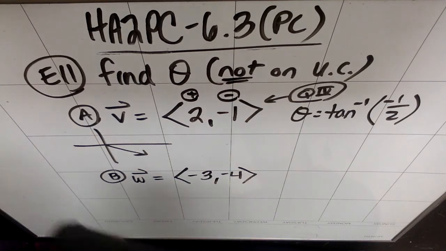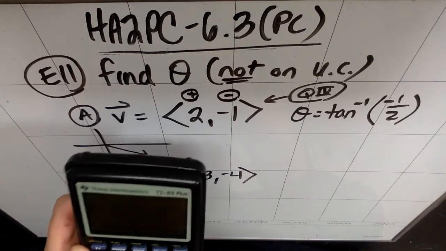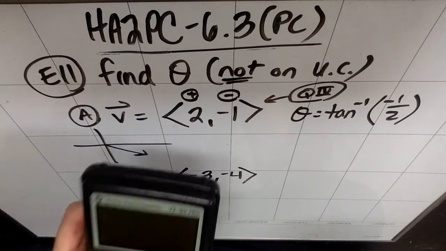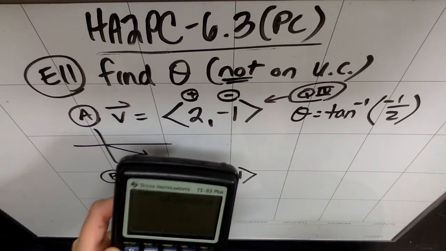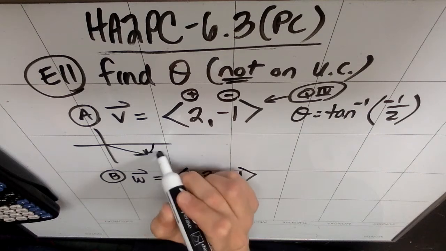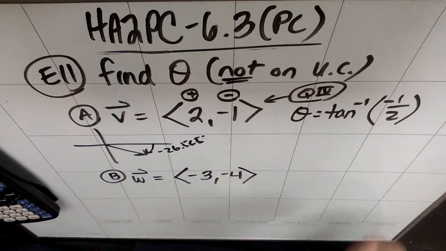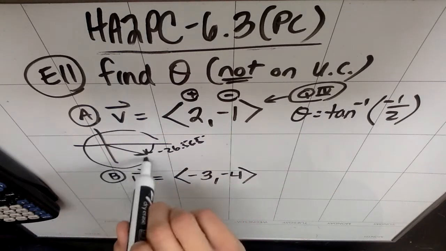So if I go ahead and do second tangent, I'm already in degree mode, of negative 0.5, or negative 1 divided by 2, I don't care which, I may get negative 26.565. So it's giving me this answer, negative 26.565, and that's not wrong, but it's typical that we're going to write it as the positive equivalent of that angle.